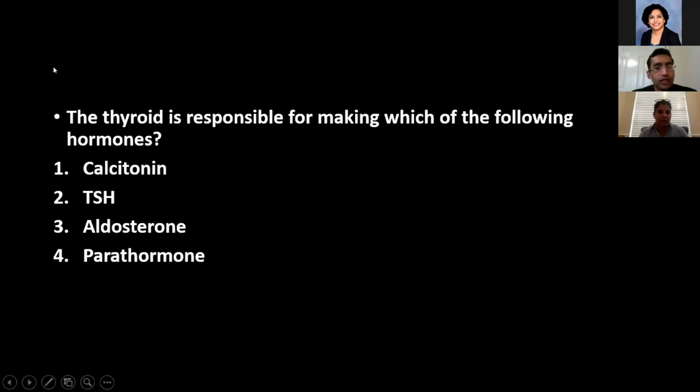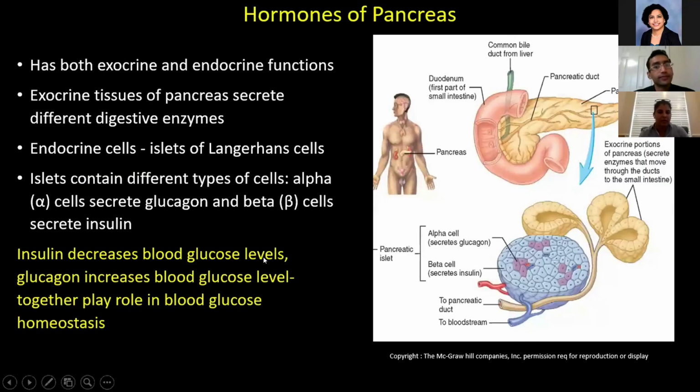Which of the hormones does the thyroid gland make? It does not make TSH. It does not make aldosterone. Definitely not parathyroid hormone or parathormone. It makes the calcitonin. Okay.